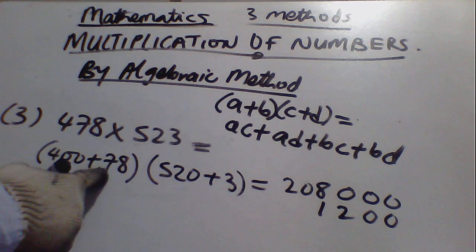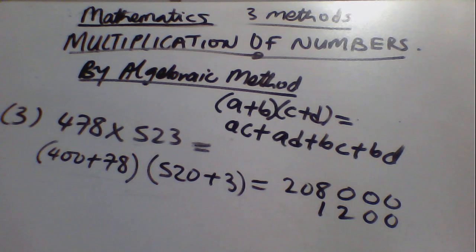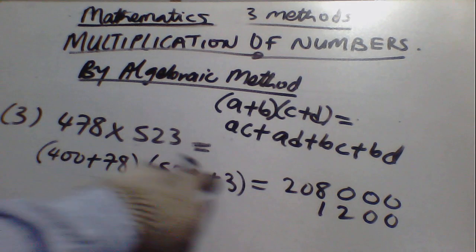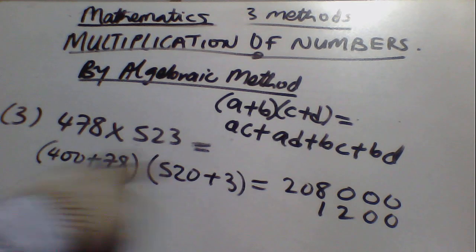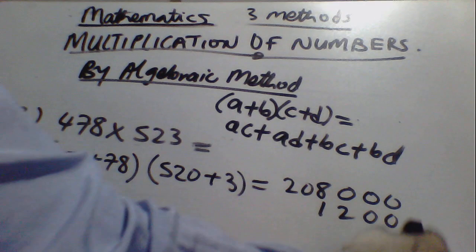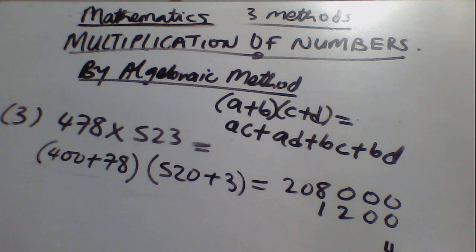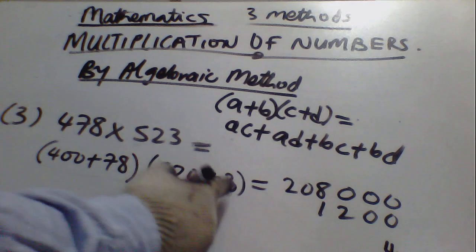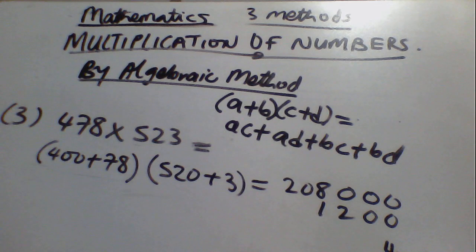Next is 78 times 520. This is where you will do work. If you want, you can leave a row here and perform the last one. 78 times 3. 3 times 8 will give us 24. So I write 4. Carry what? 2. Carry 2. 3 times 7 will give us what? 21 plus 2 gives us 23.